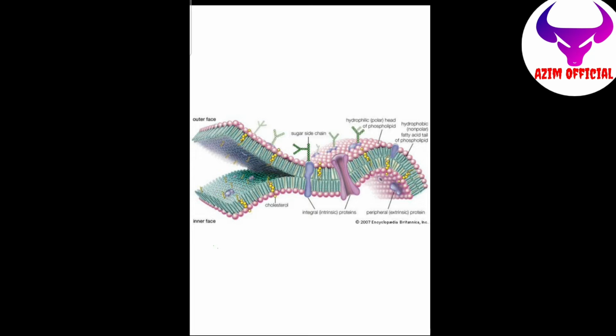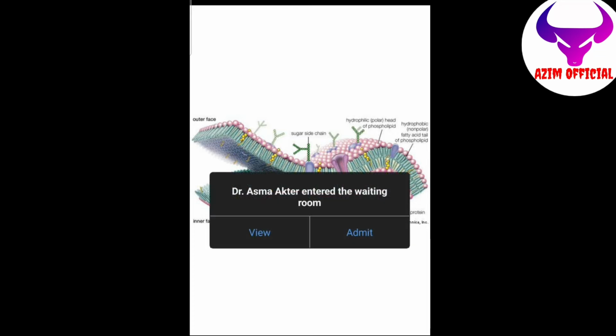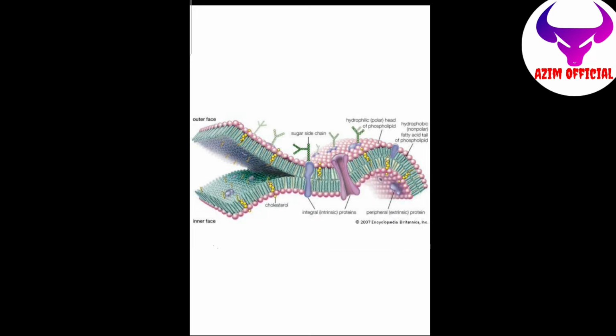As I said, water soluble substances pass through the carriers. So facilitated diffusion occurs through the carrier proteins. Simple diffusion occurs through the protein channels. And active transport through the carrier proteins. Again, what are those? Can anyone say one, please?